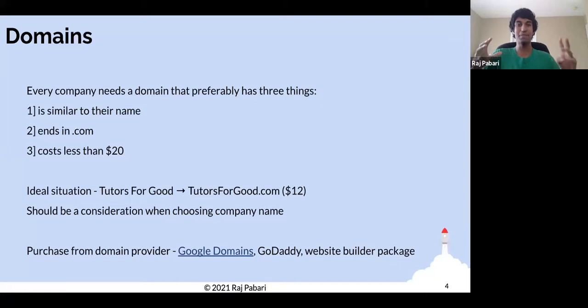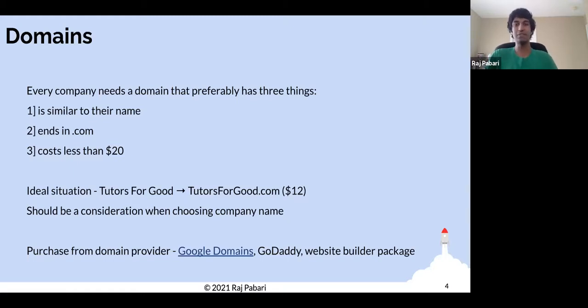So a domain name, this is the handle for your website. Our domain name is tutorsforgood.com. That's the thing that you type into the search bar, and then it directs the customer, whoever's looking at your website, to the website. Google's domain name is google.com. Amazon's is amazon.com. That's what a domain name is.